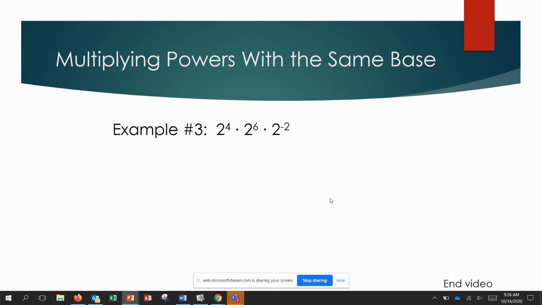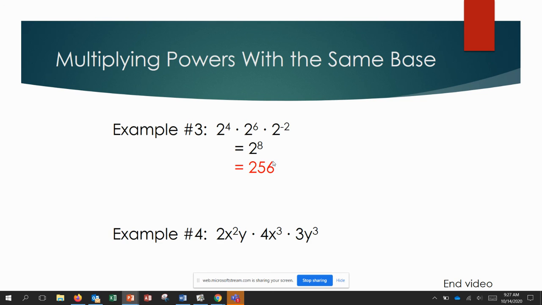Why don't you guys go ahead and give this one a try? You can pause the video and give it a try. So we're multiplying with the same base. That means our base stays the same. So we're going to have 2 to the power of 4 plus 6 minus 2. Well, 4 plus 6 is 10, plus a negative 2 is 8. So 2 to the 8th, which simplifies to 256.